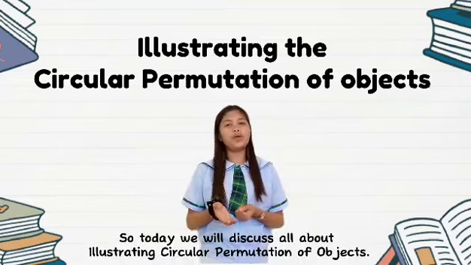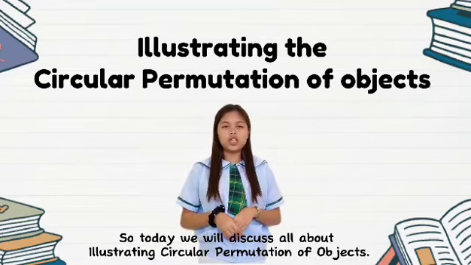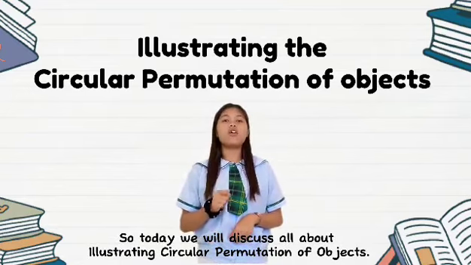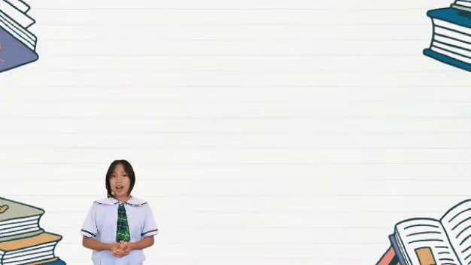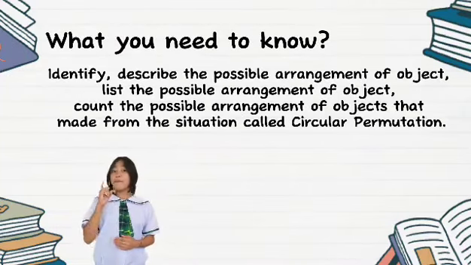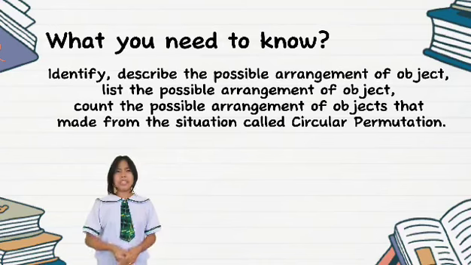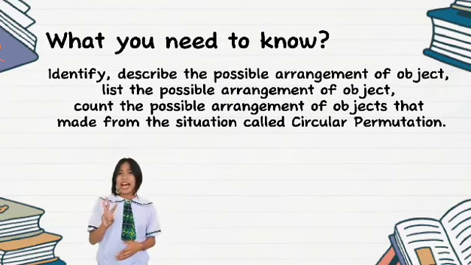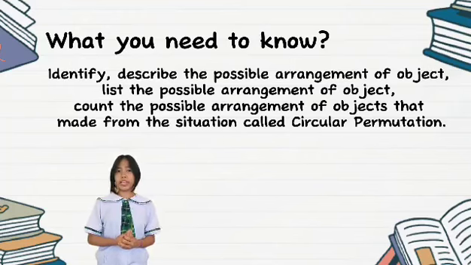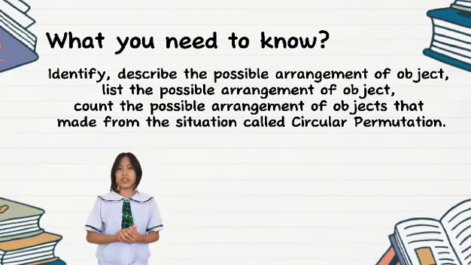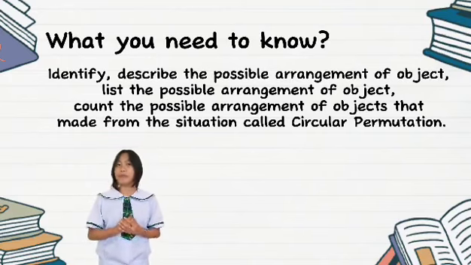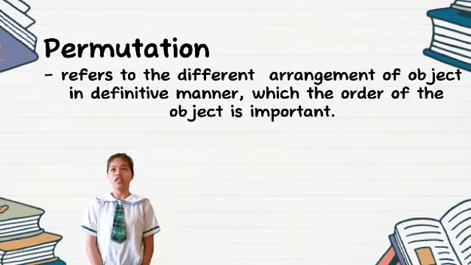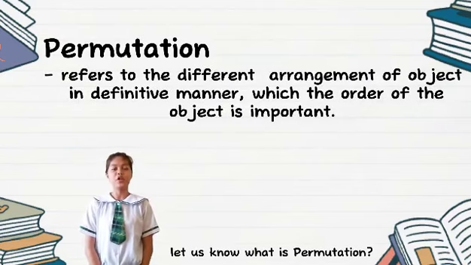So today, we will discuss illustrating circular permutation of objects. What you need to know: First, identify. Second, describe the possible arrangements of objects. Third, list the possible arrangements of objects. And the last one, fourth, count the possible arrangements of objects that are made from this situation or activity, called circular permutation.